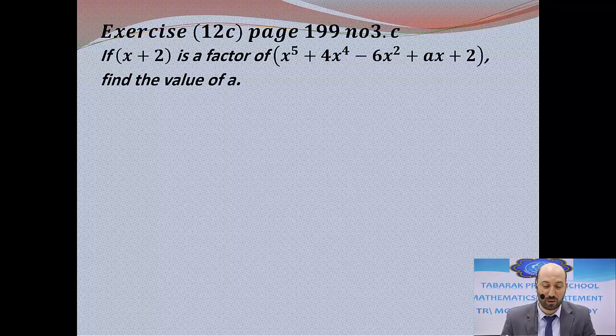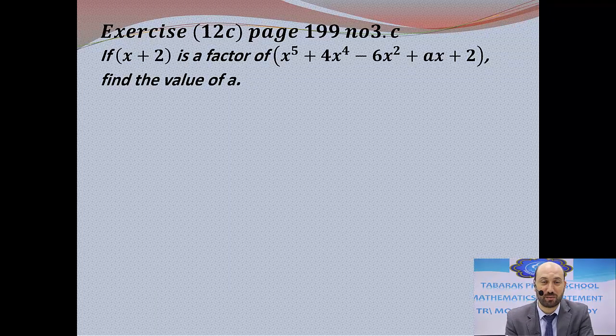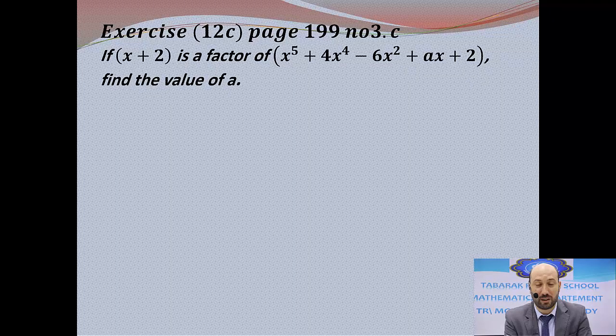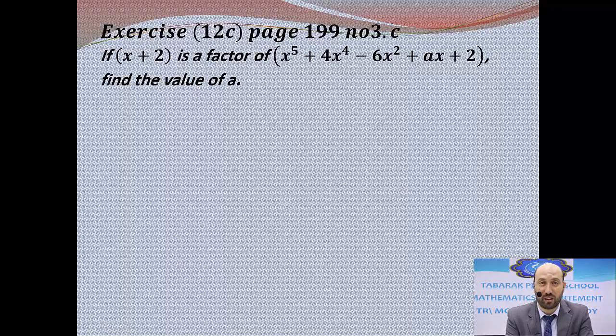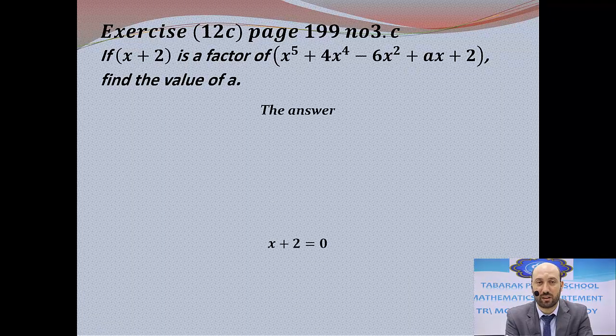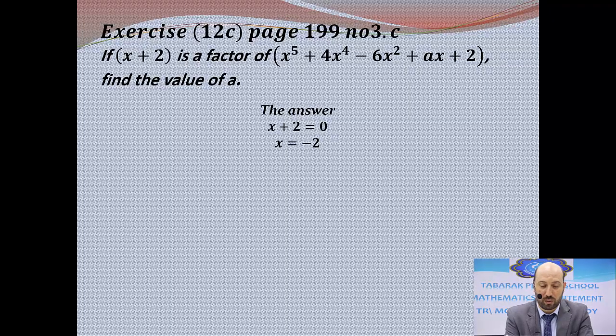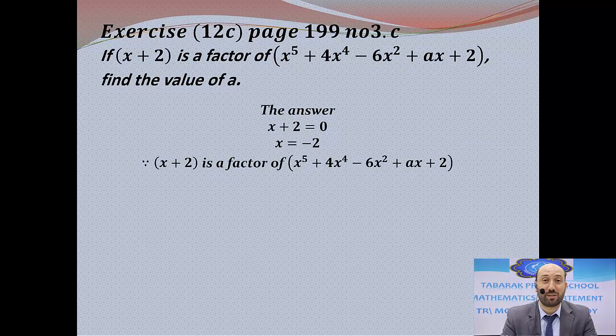And now exercise 12C, page 199, number 3C. If x plus 2 is a factor of x power 5 plus 4x power 4 minus 6x squared plus ax plus 2, find the value of a. The same idea, and here we have a factor. So the zero of x plus 2, when we make it equal to 0 and solve, we will have x equals minus 2. And here x plus 2 is a factor of the expression, that means function of minus 2 must be equal to 0.